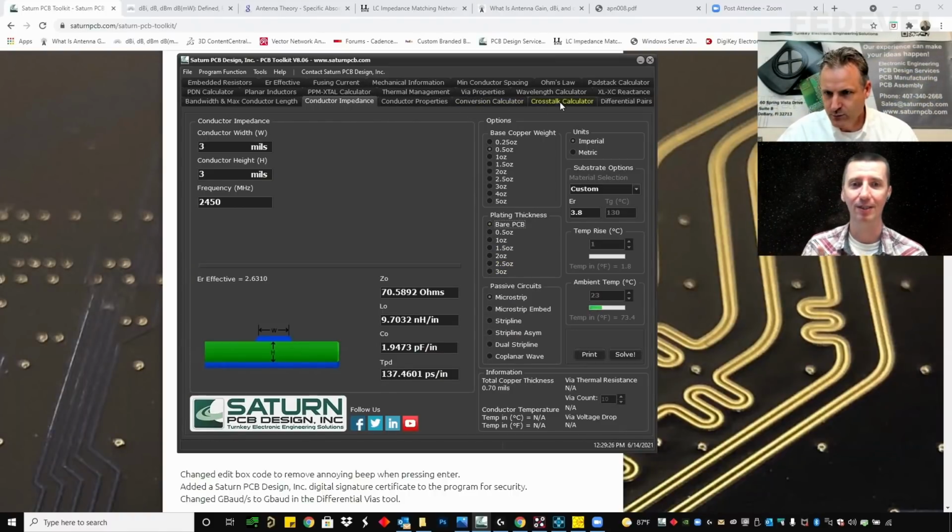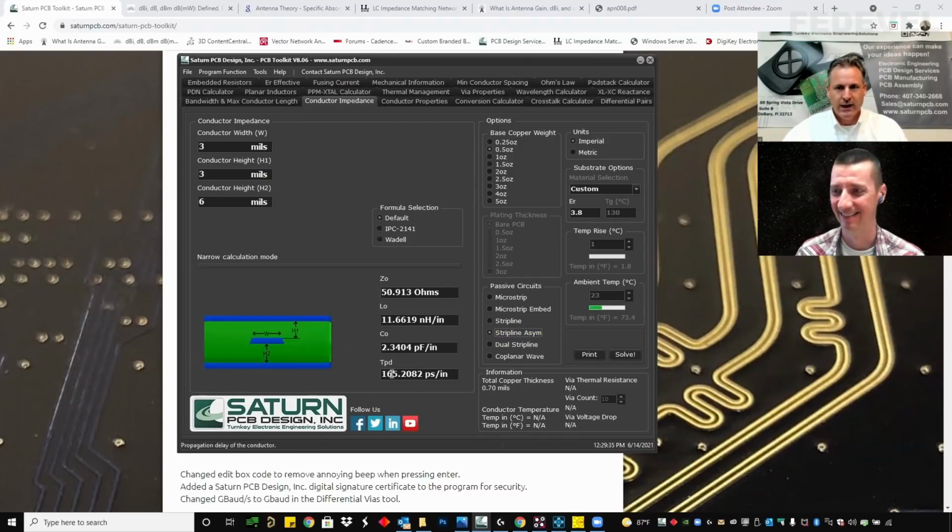Or which was the biggest challenge? The biggest challenge in this entire program is actually on this page here. It's the asymmetric strip line, which I have now put in the IPC 2141 model and the Brian C. Waddell model, because for whatever reason they're just different, and it's strange.